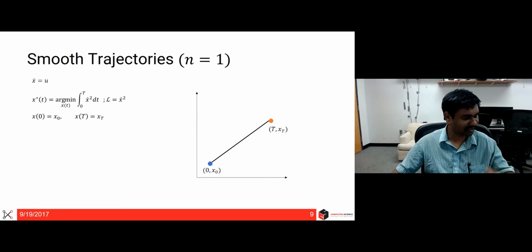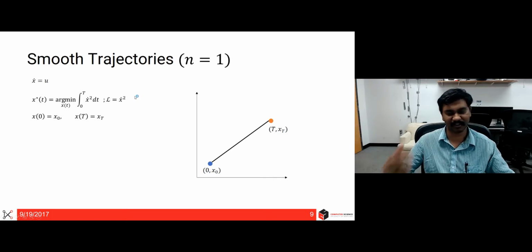Now let's take a simple example. This plot might be a little bit confusing. It's not a 2D plot. It's a one-dimensional position plot, but the plot here is time on the x-axis versus the value of the position on the x-axis as shown here. So at time t equal to 0, we want to be at x naught, and at time capital T we want to be at x T. The control input would be x dot is equal to u, and this is the same equation as before. The only difference being the Lagrangian is being chosen as x dot squared.